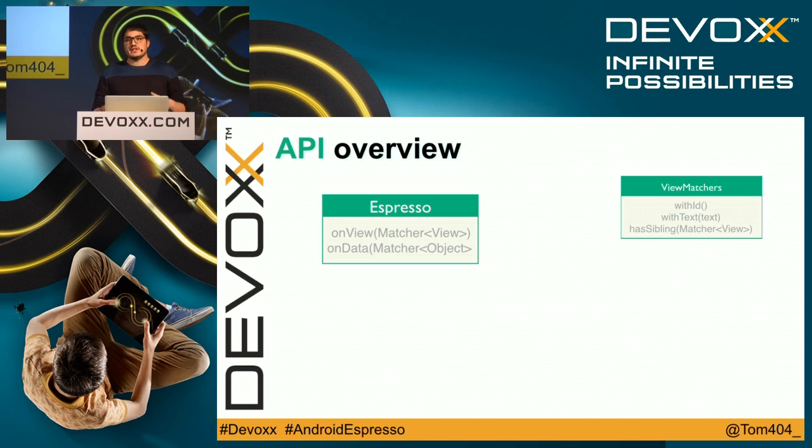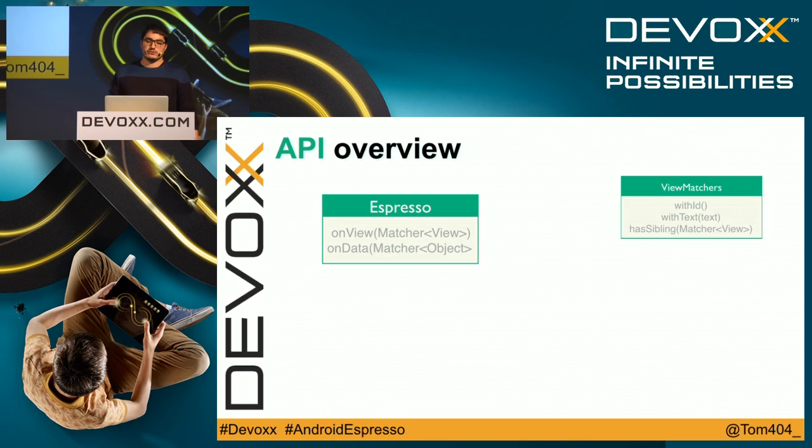And then we have the onData. The onData must be used to interact with adapter views, so views that rely on an adapter. And why does onData take a matcher of object? It's because Espresso will look in the adapter for the position of the requested data, and then will scroll the view to this position, and then you will be able to interact with this view.